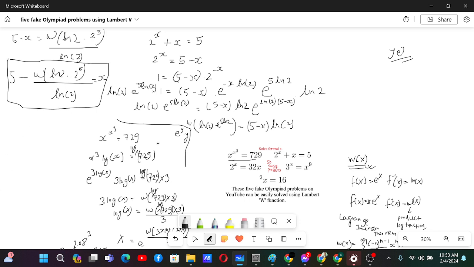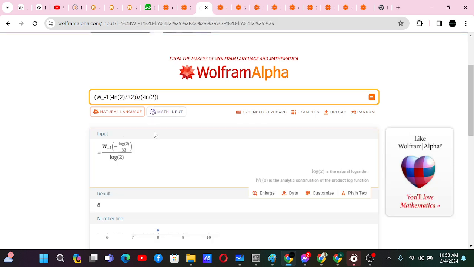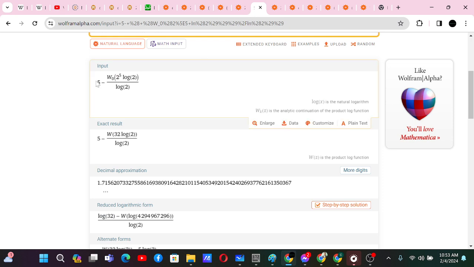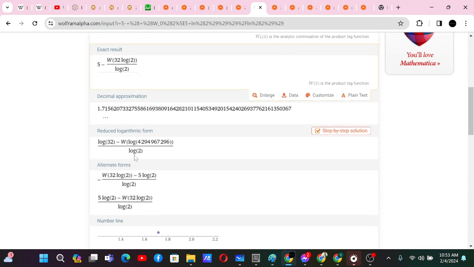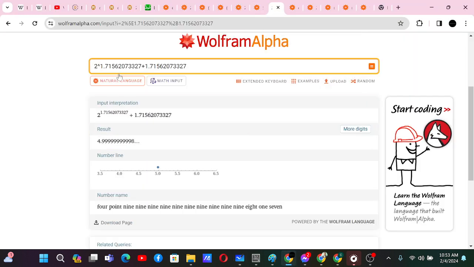Now, to find the value, we again use a calculator. Because we are using a calculator, it's not really a fun thing to do. But we are solving this problem, and its solution is over here, I guess. So 5 minus Lambert W of 2 to the power 5 ln 2 by ln 2, that's just 1.7156. X equals 1.7156. And if you want to check, I have already done that. So 2 to the power 1.7156 plus 1.7156 is equal to 5, and that works again.